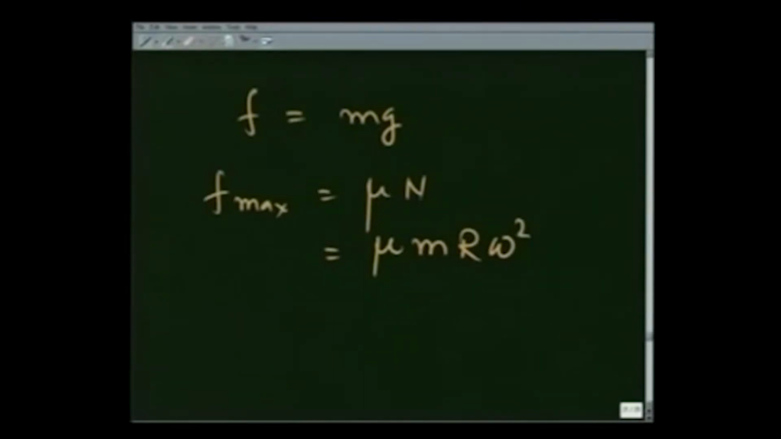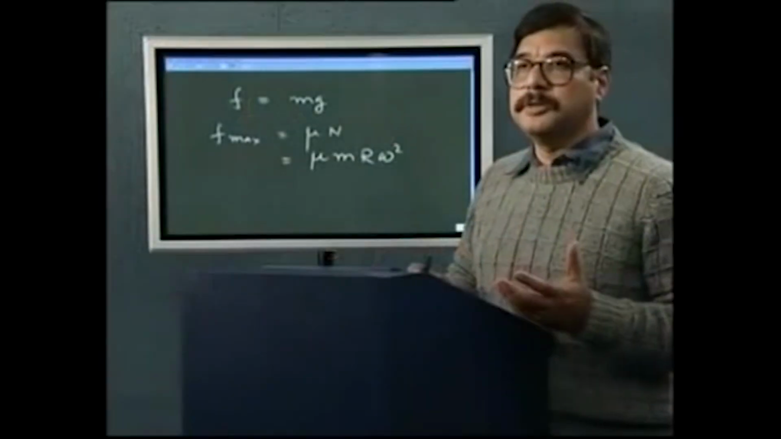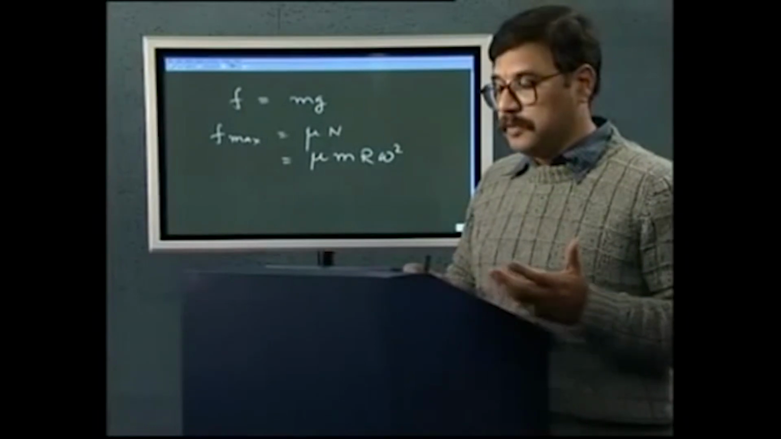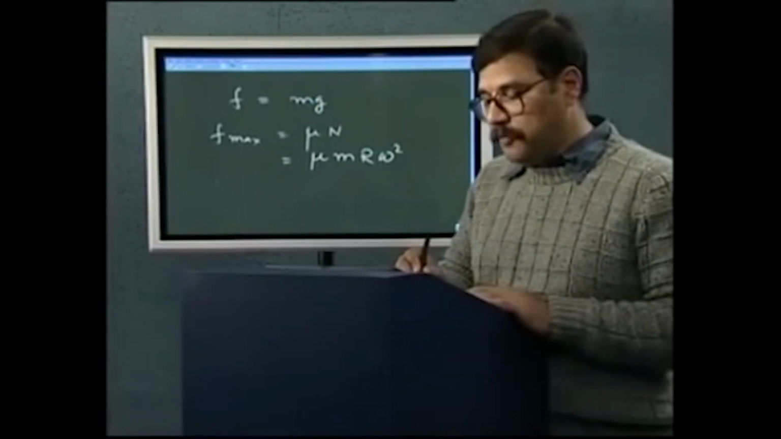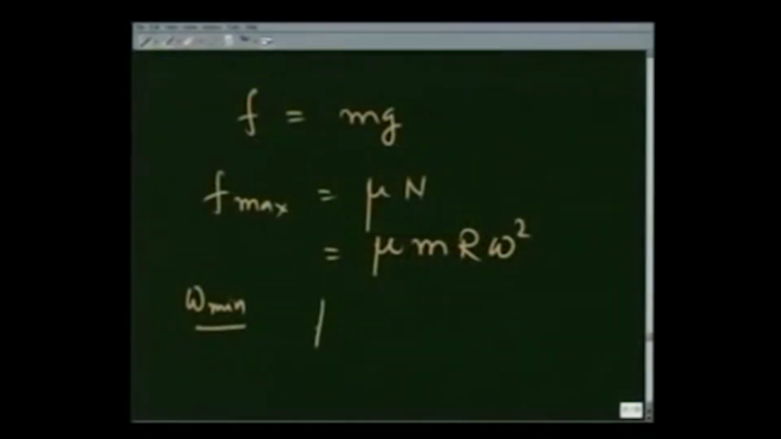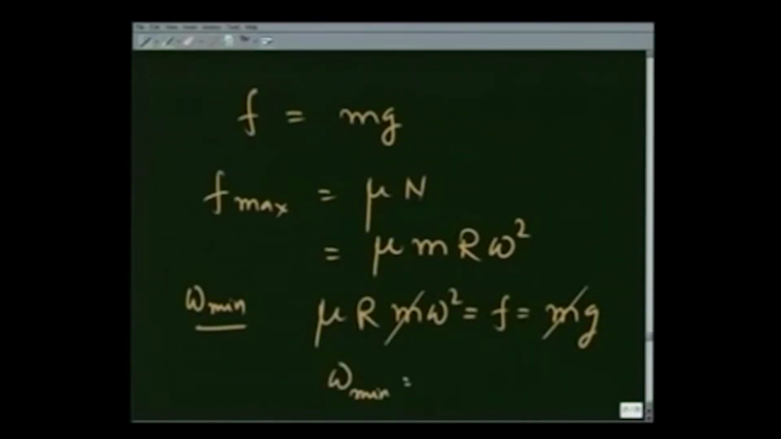For the minimum omega, I should be applying the maximum possible frictional force for that omega, and therefore, for omega min, my condition becomes that mu R m omega square is equal to F equals mg. This m cancels and I get omega minimum to be square root of g over mu R, and that is your answer.